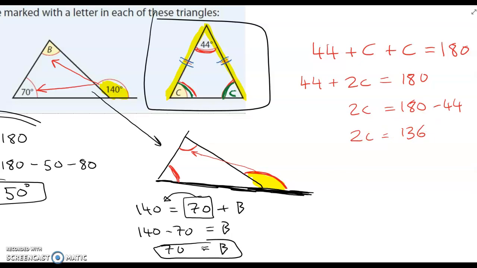Now I don't like that. I don't want to know what 2C is. I want to know what 1C is. So I'm going to divide by 2 on both sides. And the reason for that is it'll cancel that 2 there. And I'll just be left with C is equal to 68 degrees.